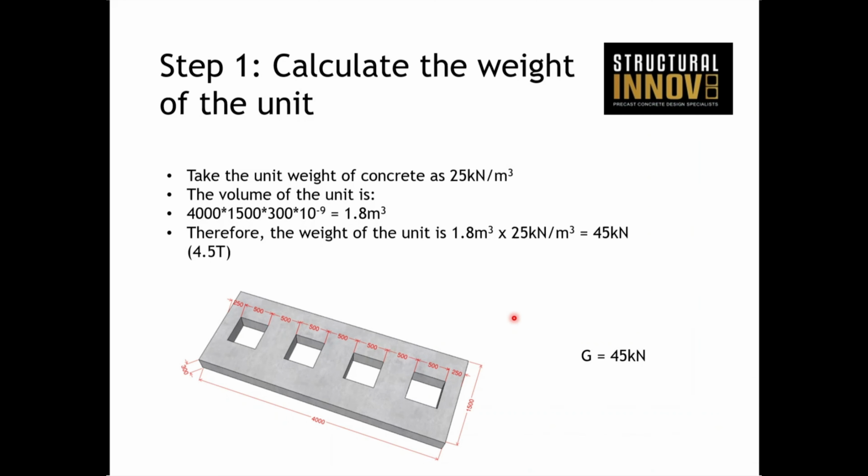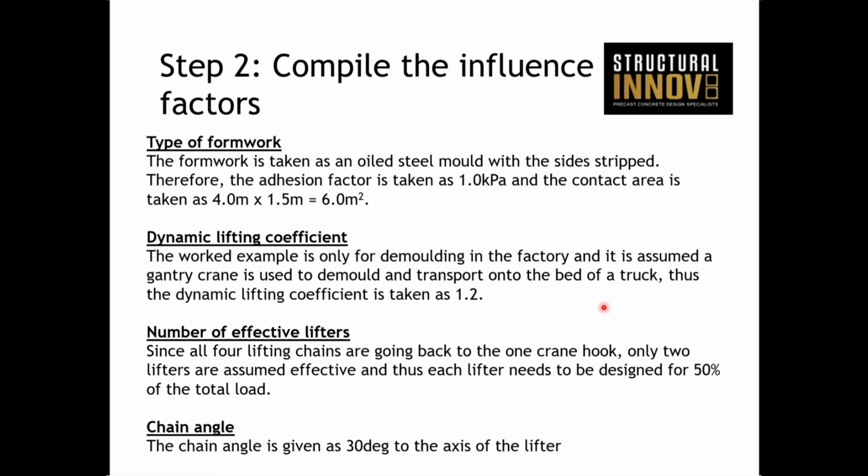So in order to get the demands on the lifters, there's a couple of other parameters that we need to look into. The type of formwork, again, is an oiled steel mold. The sides are stripped, so the only contact for demolding is going to be the base. So the adhesion factor is 1 kilonewton per meter squared, and we had a table for that back in lecture 1 for the different options. And the contact area is, as I said, the base, so it's 4 meters by 1.5, so that's 6 square meters.